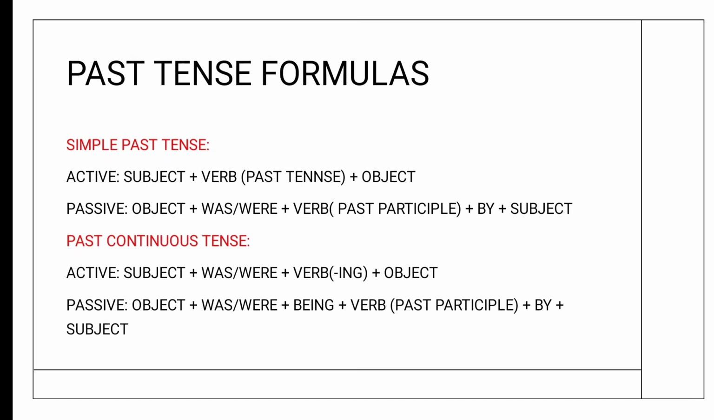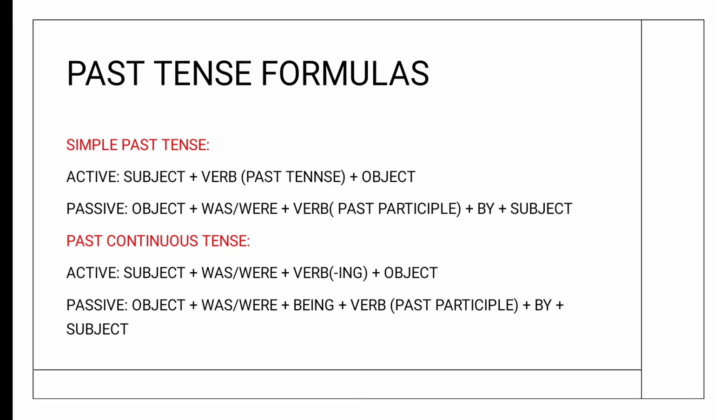So, according to the subject, we have to add was or were plus the verb in the V3 form. Whatever the tense is, whatever the form of the verb in the active voice is, it is mandatory and essential to write the V3 form of the verb in the passive voice. Plus by. We need to add by after the verb. Plus the subject comes into the object place. This is how we convert simple past tense active voice to passive voice.